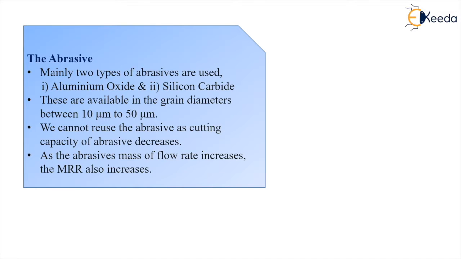In that we have the abrasive first. There are mainly two abrasives used in AJM: Al2O3, that is aluminum oxide, and SiC, that is silicon carbide, which are available in the range of 10 to 50 microns. When we use the abrasive one time, we cannot reuse it, as its cutting capacity goes on decreasing.